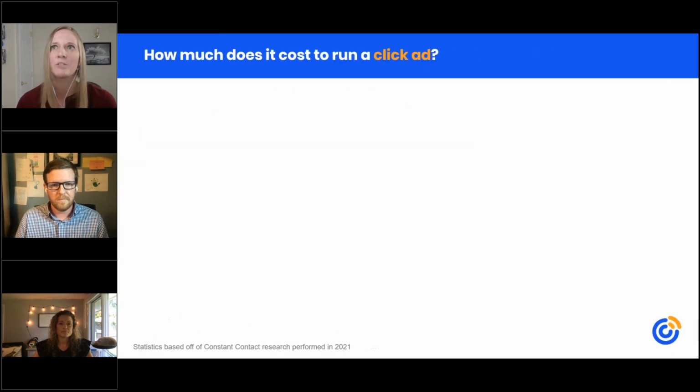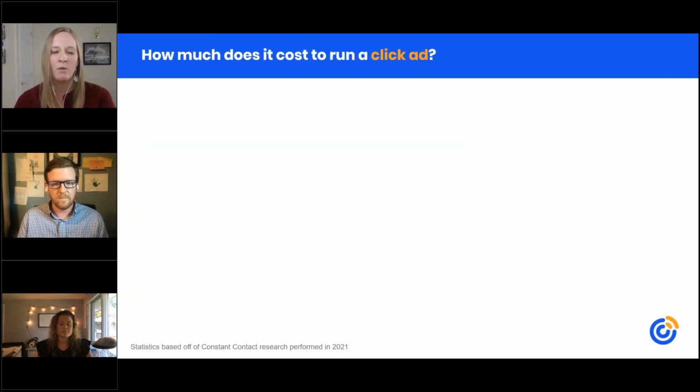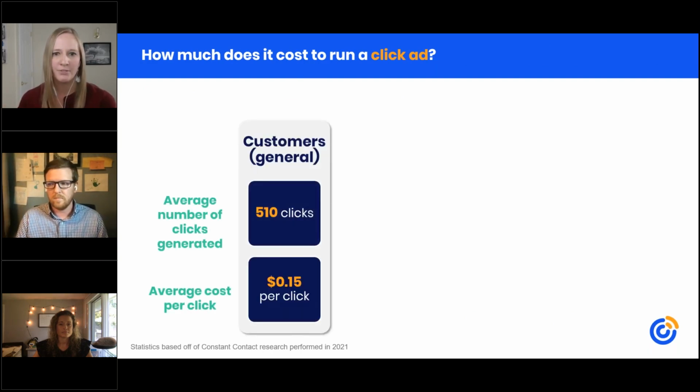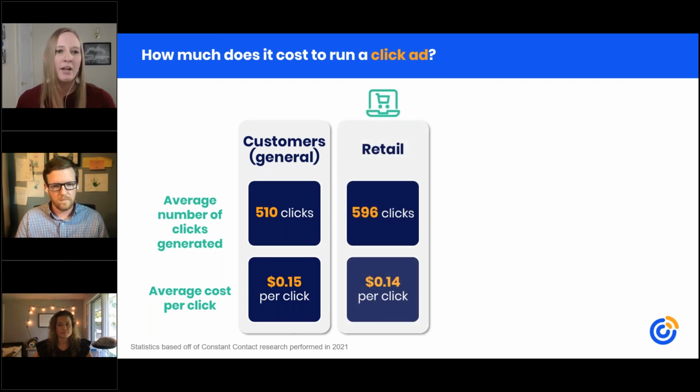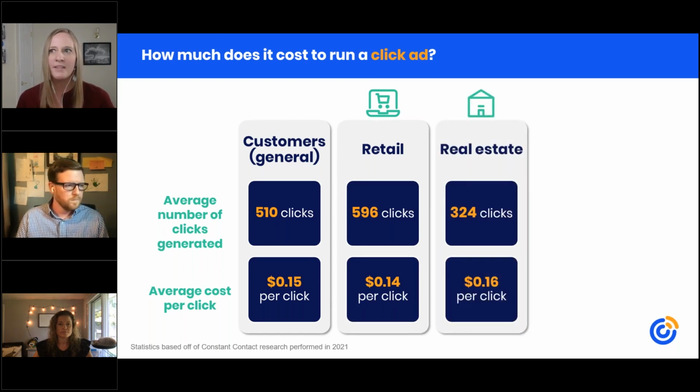So great information. Let's look at the other side of that, which is the people who are using our click ads. So in the general bucket of customers, these people generated 510 clicks on average at an average cost of 15 cents per click. For retail customers, they generated on average 596 clicks at a cost of 14 cents per click. And then real estate, they generated 324 clicks at 16 cents per click.